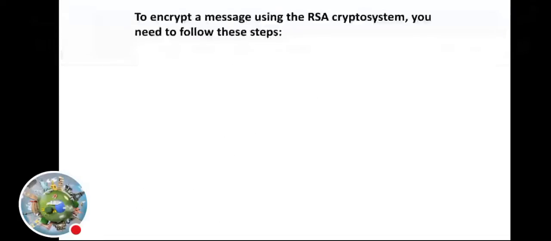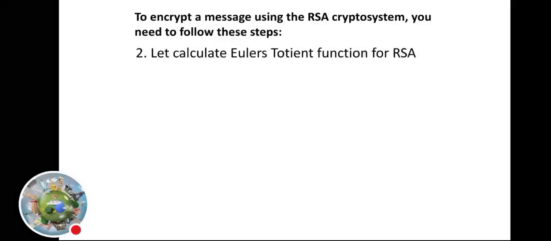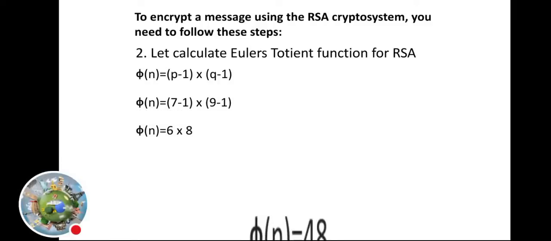So the first step, now you have to find the n value. The formula is n equals p into q. So 7 into 9, the answer will be 63. Then you have to calculate Euler's totient value, that is phi of n. The formula is phi of n equals p minus 1 into q minus 1. 7 minus 1 into 9 minus 1, 6 into 8. So the answer is 48.